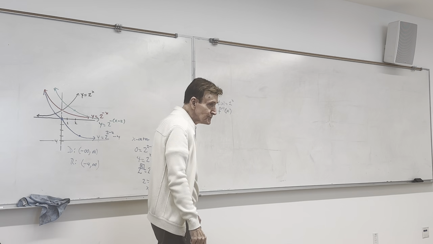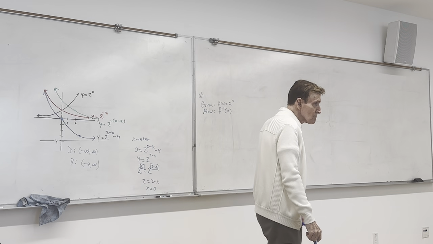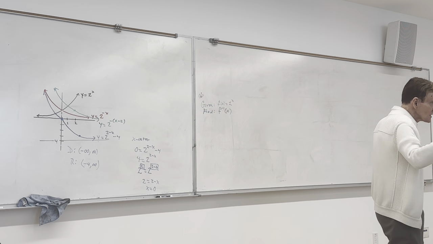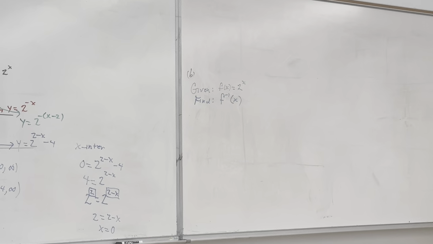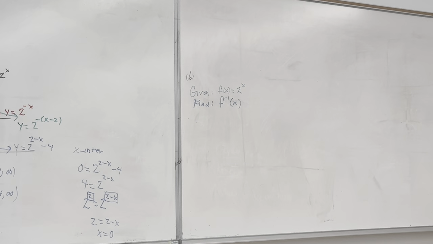Find the inverse. I know what 2 raised to the x looks like. I used it over there, I think. Didn't I? I used a 2 raised to the x graph in my last graph. So I know what the graph looks like. But now I want to know what is the inverse of this function.